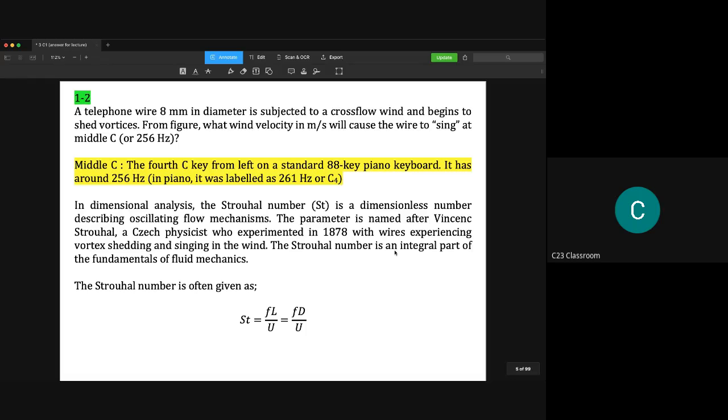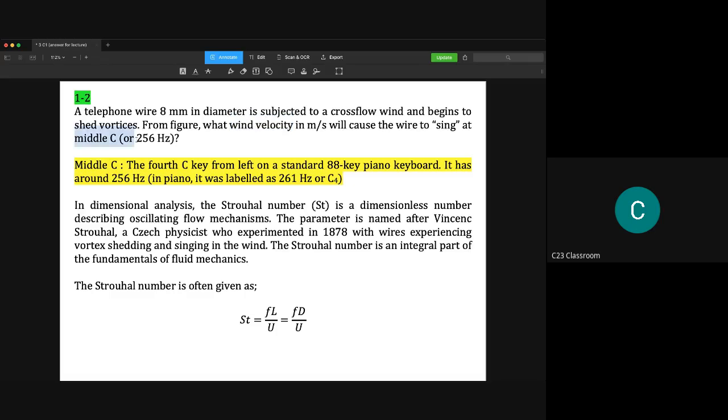Okay, so we go to the second question. The question is actually finished until this one. So let's say a telephone wire, 8 millimeters in diameter, is subjected to a cross-flow wind and begins to shed vortices. From the figure, which is on the next page, what wind velocity in meters per second will cause the wire to sing at middle C?